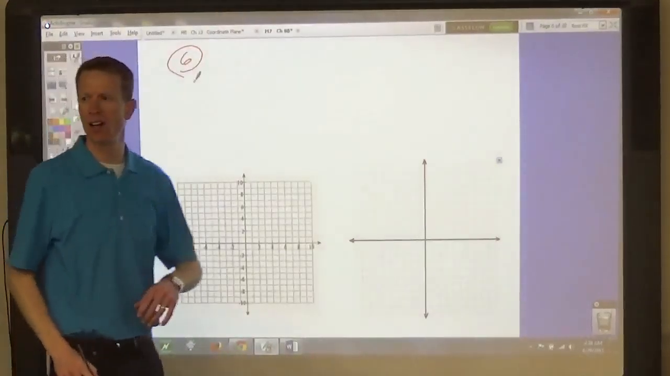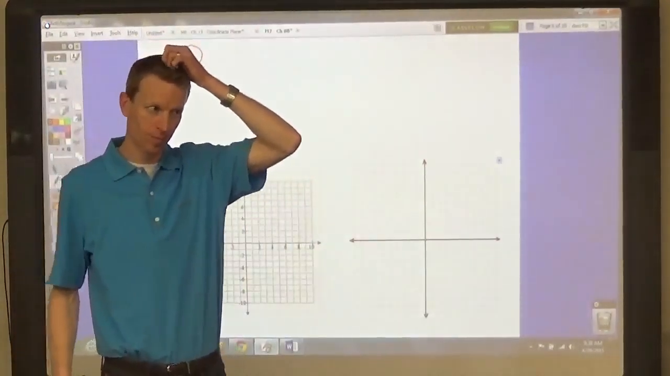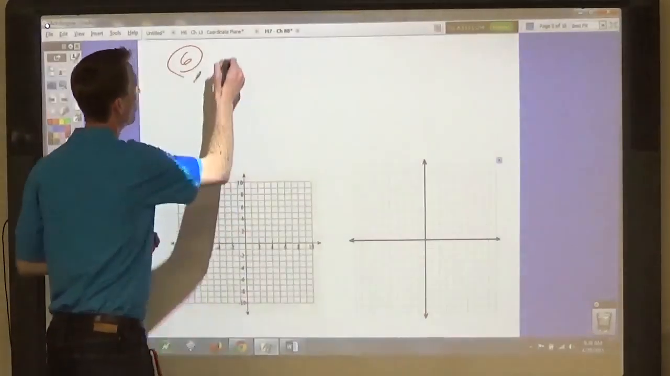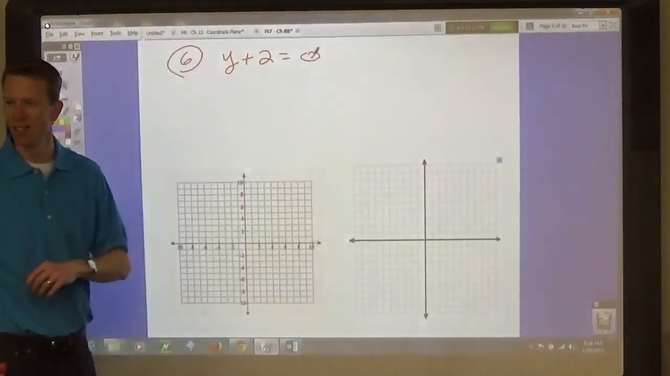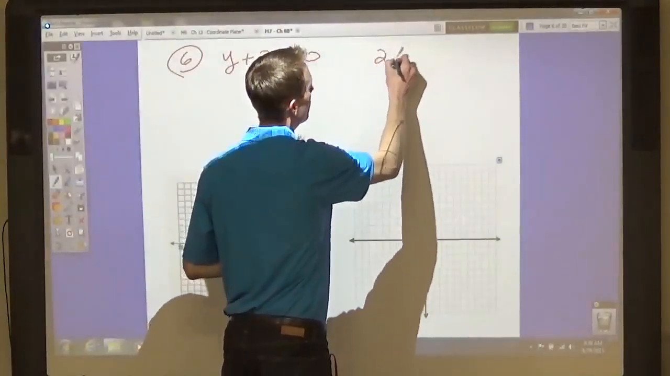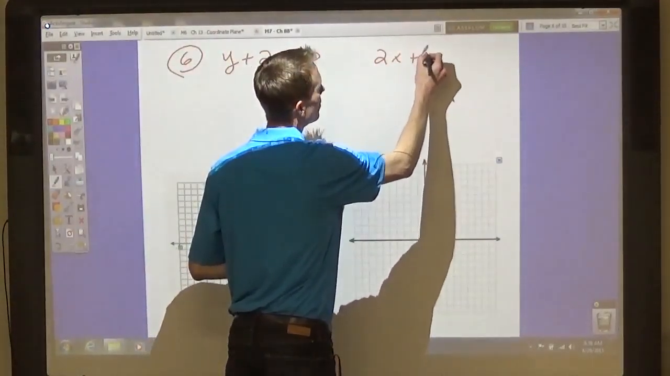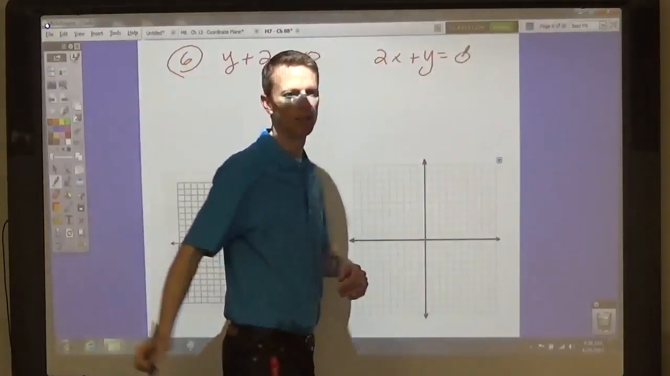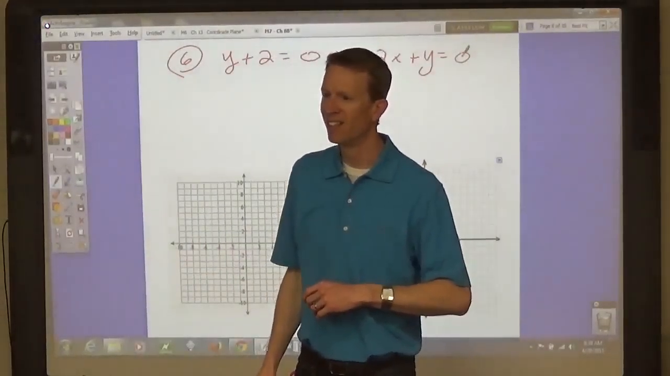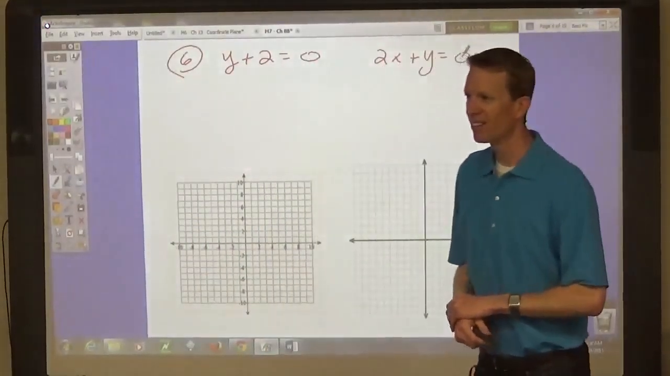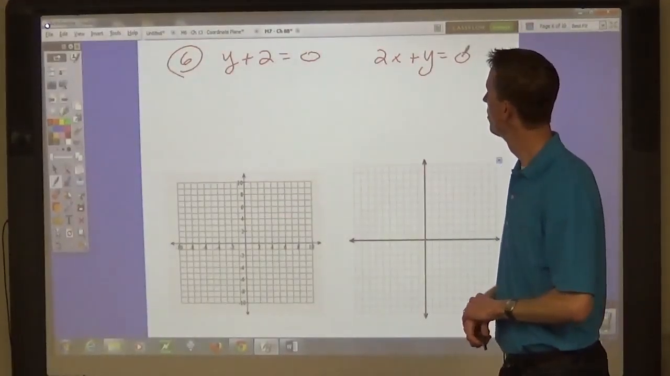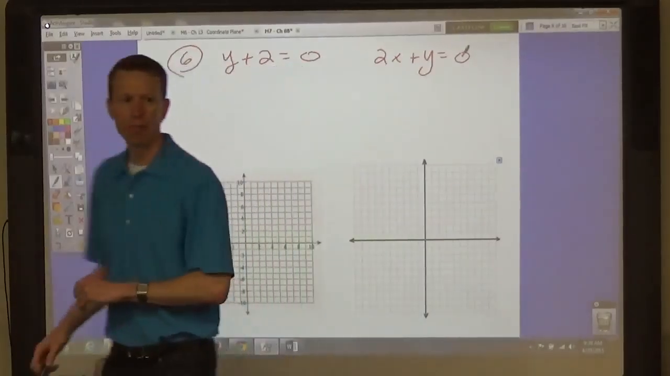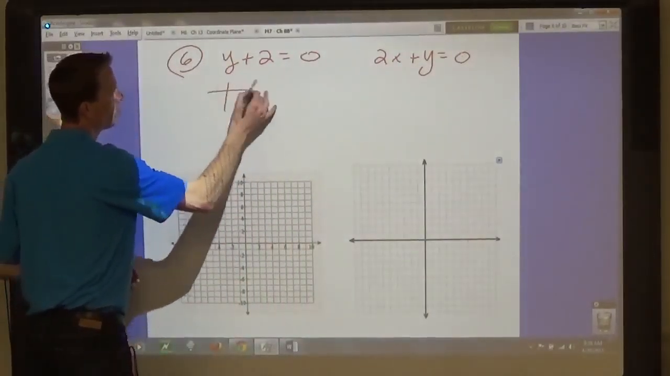Number 6. What's the system? y plus 2 equals 0, and 2x plus y equals 0. Okay? All right. How would we graph these? We can make a t-chart for the first one.